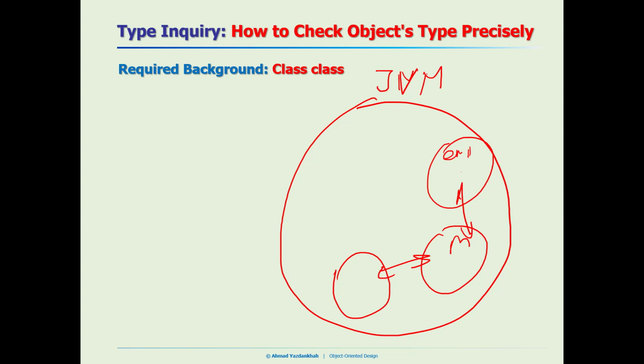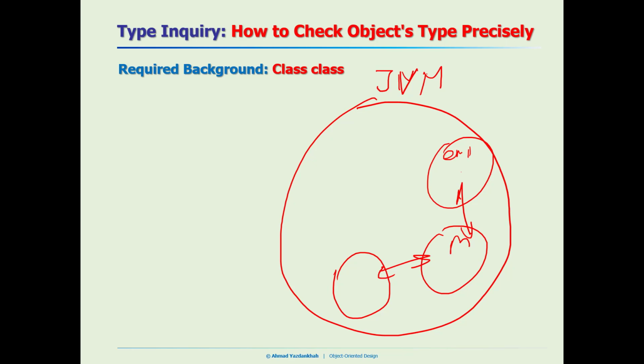Now the question is, how does the JVM keep track of this? So JVM has a technique to keep track of all of these objects that are created and are communicating with each other, right? We are not gonna go into detail about how JVM works, but you need to have a big picture of what is going on.